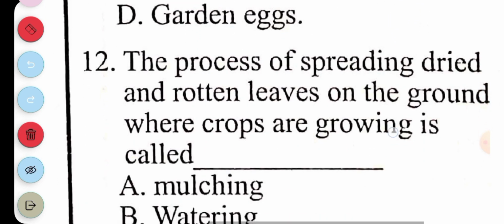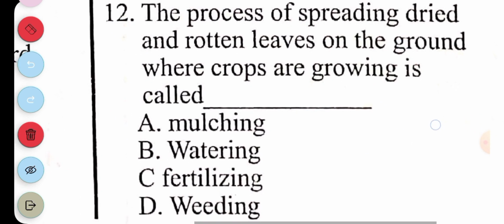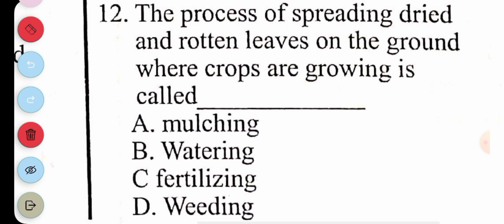Question 12. The process of spreading dried and rotten leaves on the ground where crops are growing is called A, mulching; B, watering; C, fertilizing; D, weeding. The correct term to describe this is A, mulching.